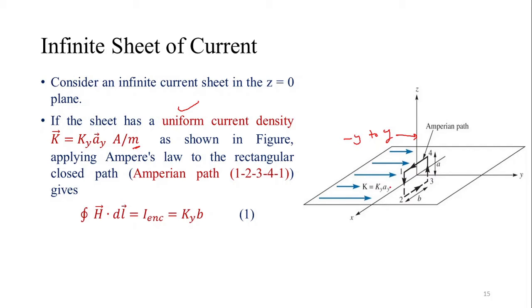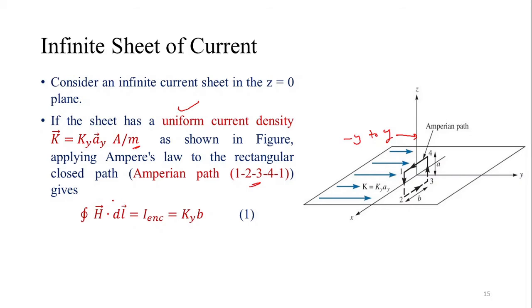To apply Ampere's circuital law, you must form an Ampere path which encloses that current. Here we are forming an Ampere path 1 2 3 4, which encloses this current density K, equal to Ky ay vector. The path is from 1 to 2, 2 to 3, 3 to 4 and 4 to 1. The total path is 1 2 3 4 1.